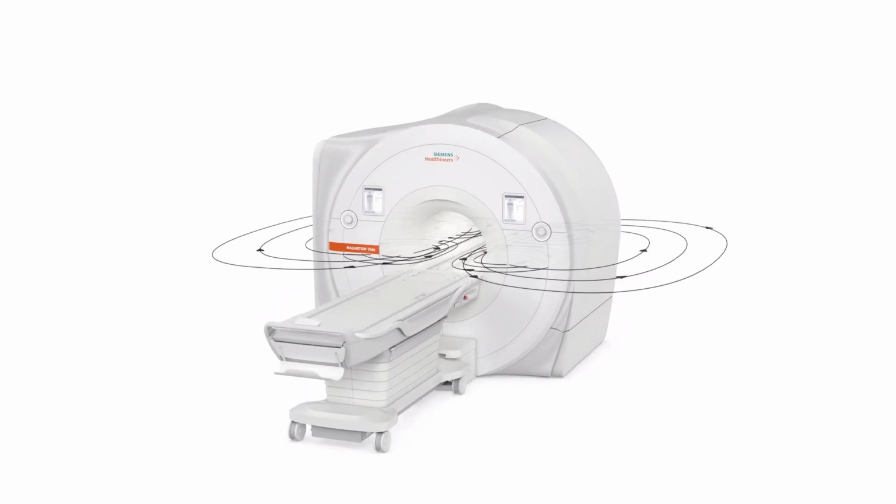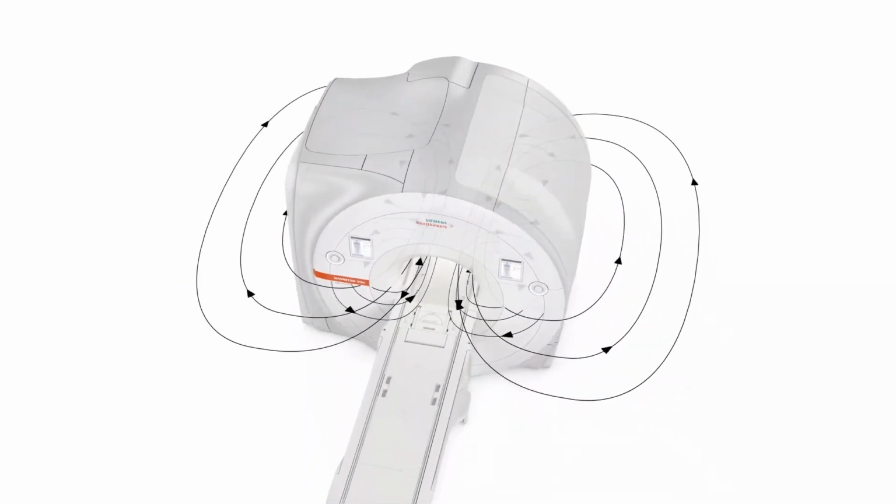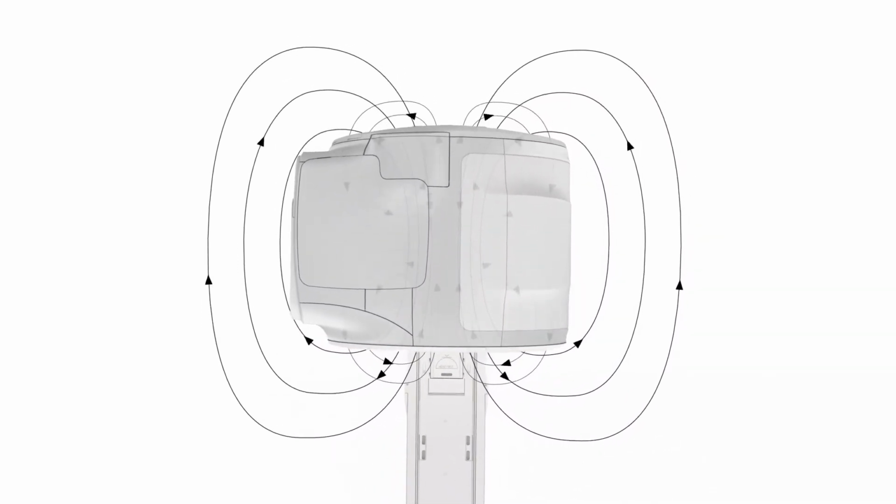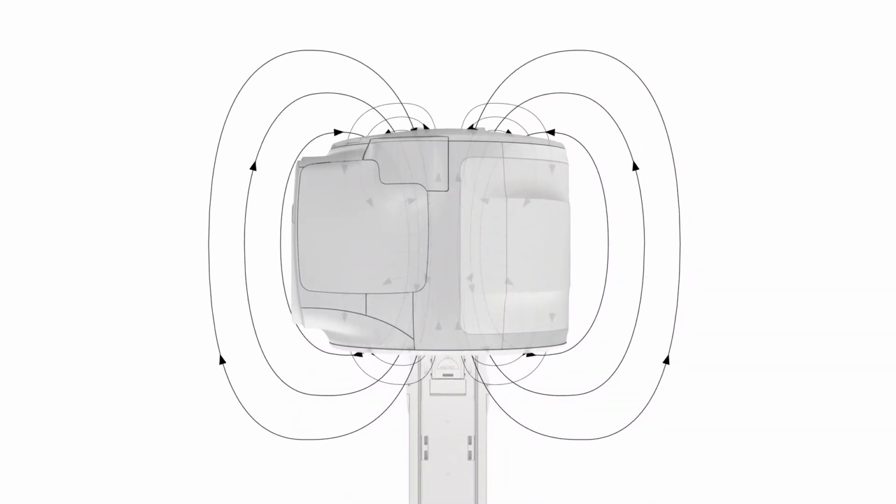Let's have a look at the core of a MR system, the magnet. There are several types of magnets used in clinical imaging. Permanent magnets always have a magnetic field. The permanent magnet can't be switched off, even in the case of an emergency.